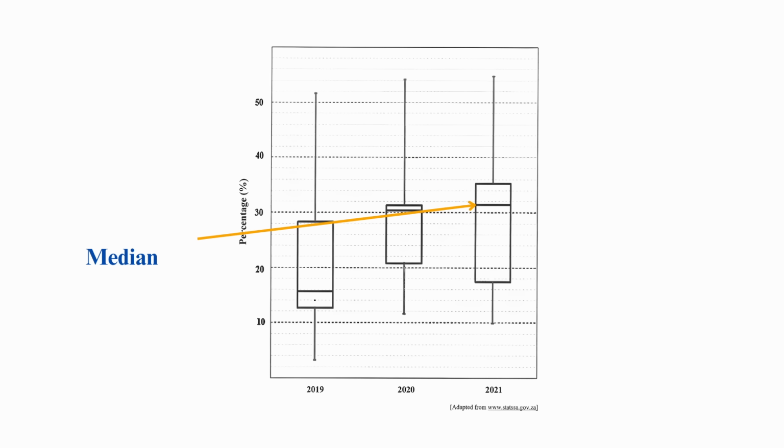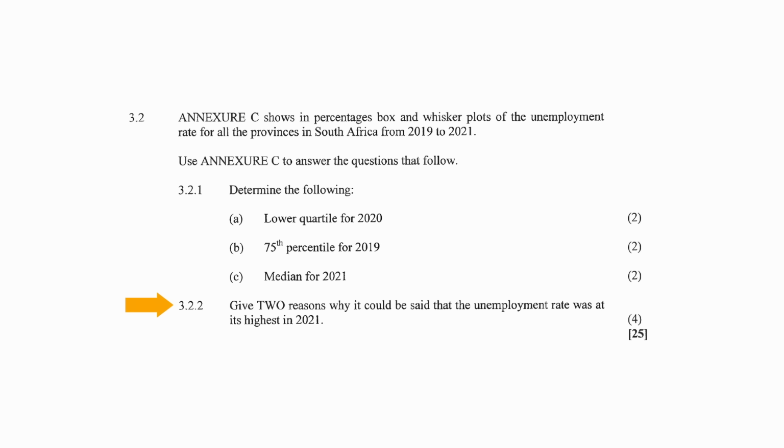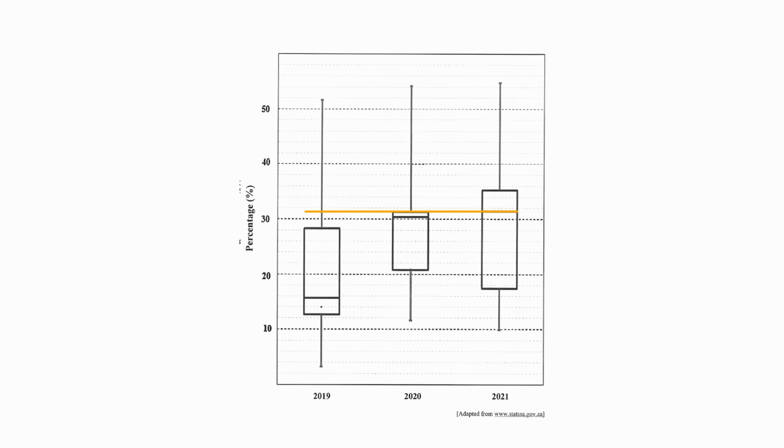So the median for 2021 can be read off the plot as approximately 31.5%. Note that any percentage between 30.5 and 32.5 is acceptable. In question 3.2.2, you have to give two reasons why it could be said that the unemployment rate was at its highest in 2021. One reason could be that the median for 2021 was the highest out of the 3 years. Another reason could be that the maximum value was the highest in 2021 compared to the other 2 years.